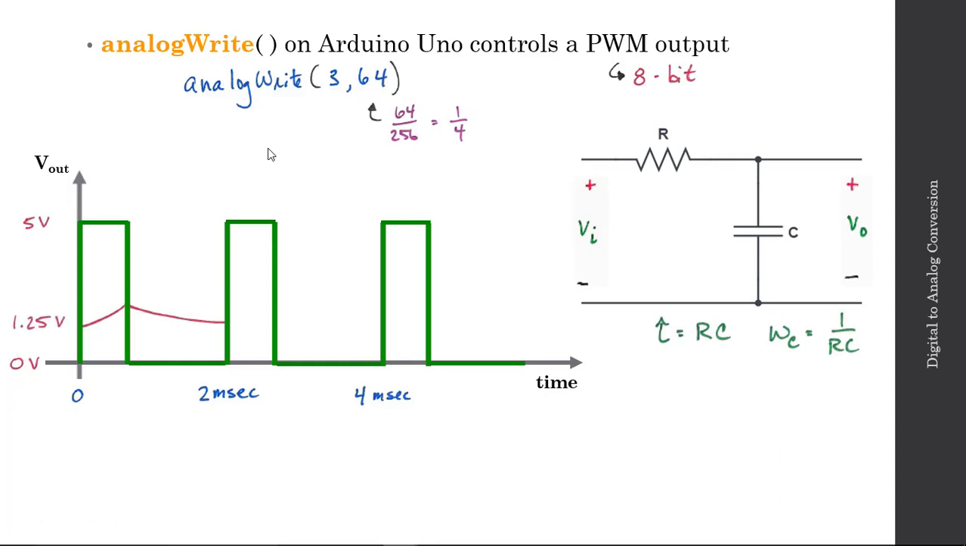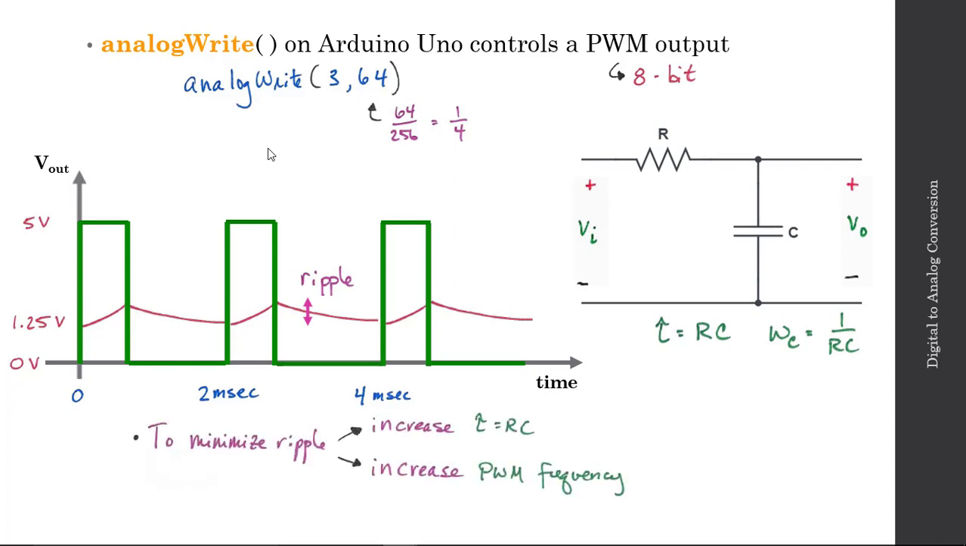Now that capacitor is going to be charging and discharging each time, so the signal will have a fair amount of ripple. In order to minimize the ripple, I can either increase the time constant of my low pass filter, or I can increase the frequency of the pulse width modulated signal. Either way, I'm slowing down the corner frequency of my filter relative to the frequency of the PWM signal.